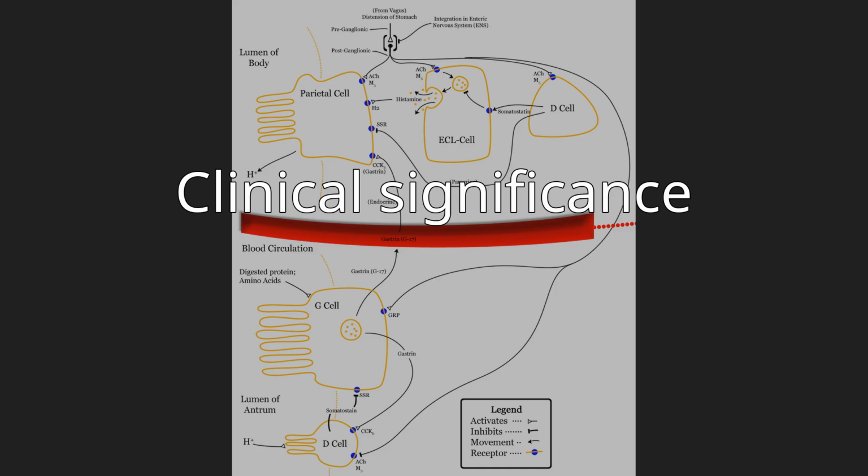Clinical significance. A tumor of the delta cells is called a somatostatinoma. When a person is infected with H. pylori, the lower region of the stomach, the antrum, is predominantly inflamed. This is where most of the D cells in the stomach are.